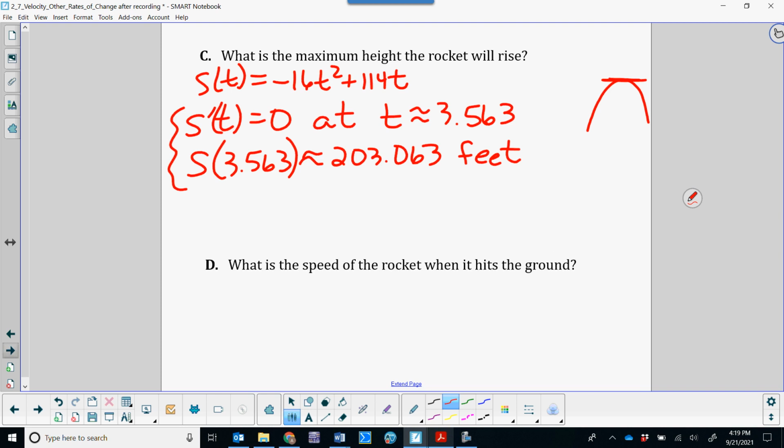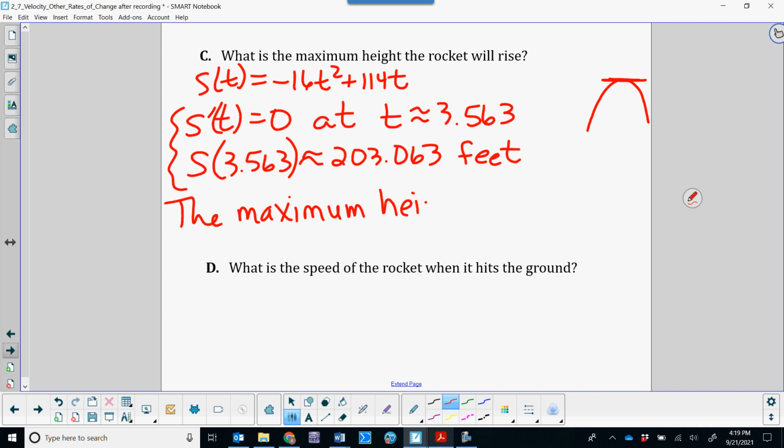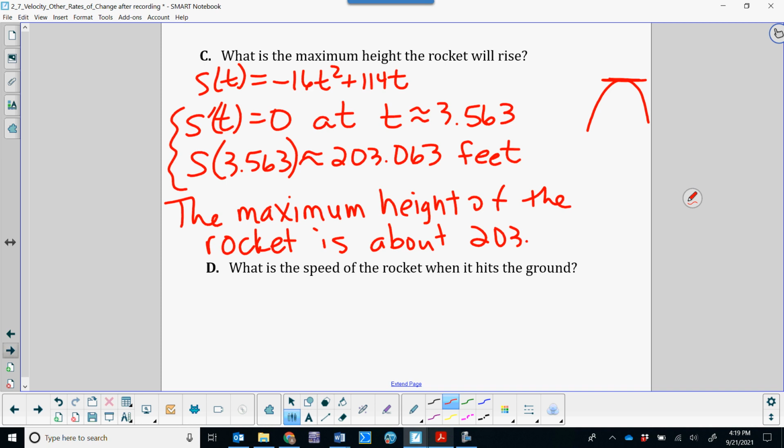And then I want to actually answer the question, so I would say the maximum height of the rocket is about 203.063 feet. You don't have to write big full sentences, but you could say max height of rocket is about, and then write 203.063 feet. Just be sure you have units and that you answer the question.